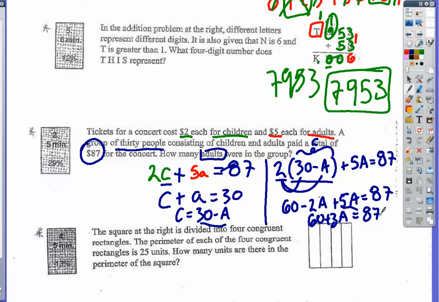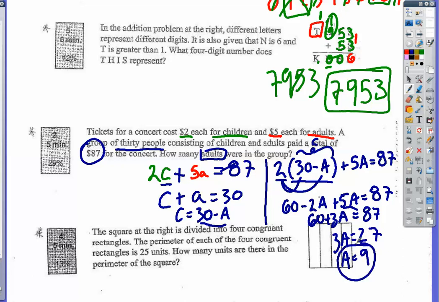And then 60 plus something is 87. Well, that means that 3A has to equal 27. So something times 3 is 27. What's that something? A is 9.